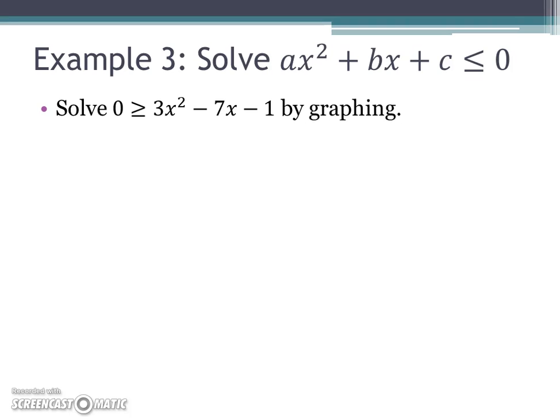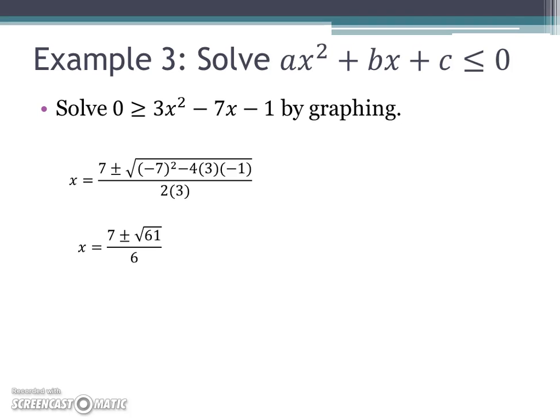Next one, solve 0 is greater than or equal to 3x squared minus 7x minus 1. So this inequality can be written with the expression on the left. We're going to use the quadratic formula. a is 3, b is negative 7, c is negative 1. Simplify, we get 7 plus or minus the square root of 61 over 6, which is about 2.47 and negative 0.14.